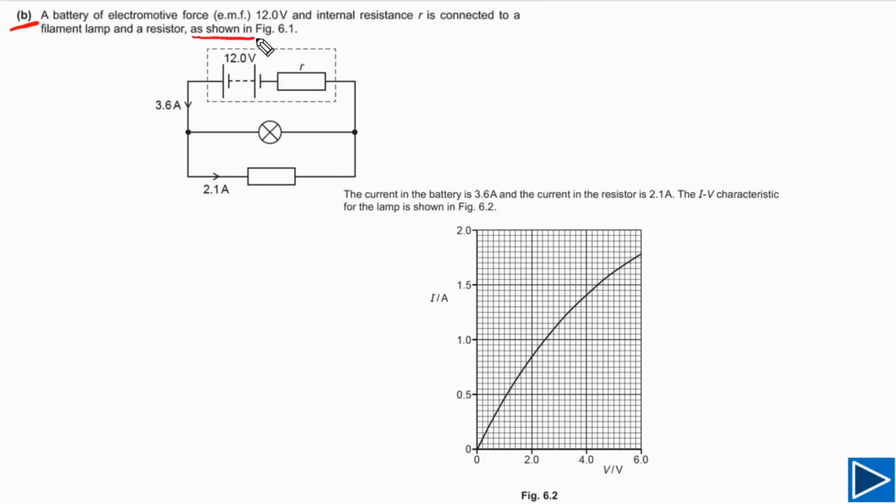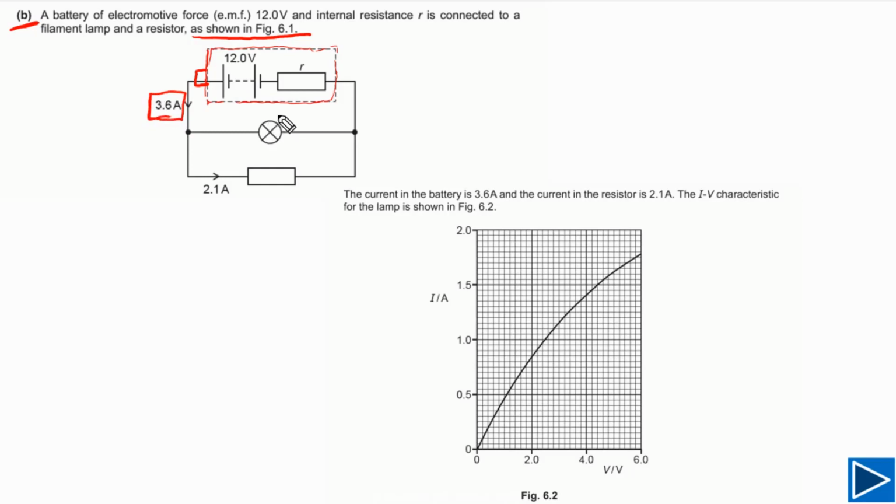As you can see, it is given in figure 6.1. In this circuit, we have a power supply. So this is a battery, or simply you can say this is a power supply. And this battery has internal resistance, and the EMF of this power supply is 12 volts. Total current coming from the battery is also given, that is 3.6.